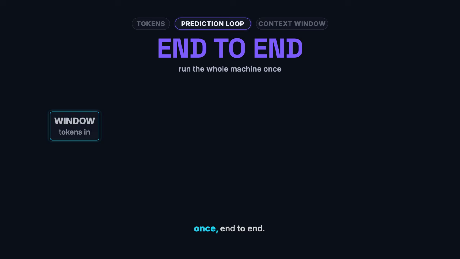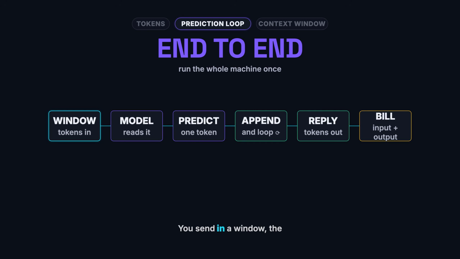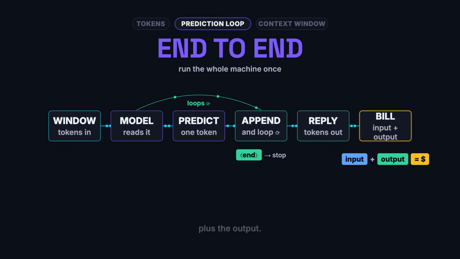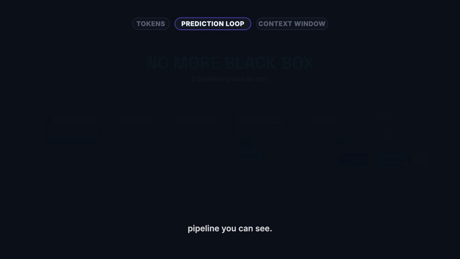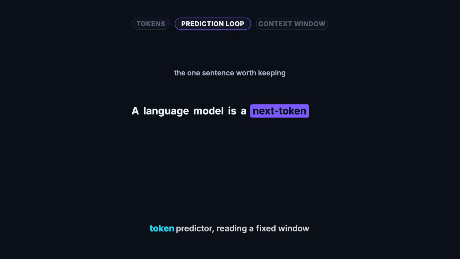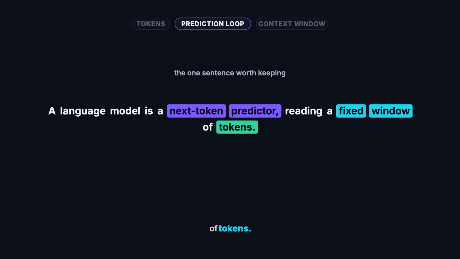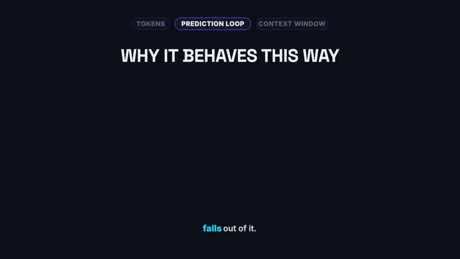So let's run the whole machine once, end to end. You send in a window, the system message, the chat history, and your new question, all as tokens. The model reads it, predicts one token, appends it, and loops until it hits the end token. Then it hands back the reply, and you pay for the input plus the output. That's the entire cycle. A black box, turned into a pipeline you can see. So here's the one sentence worth keeping. A language model is a next token predictor, reading a fixed window of tokens. Sit with that, and the rest falls out of it.